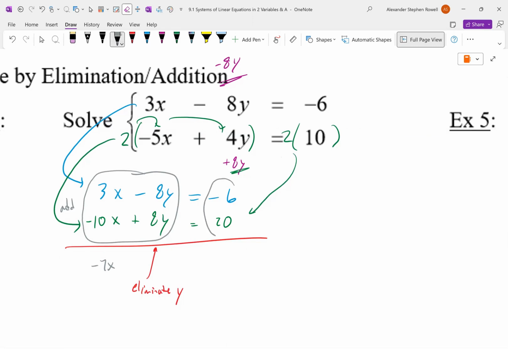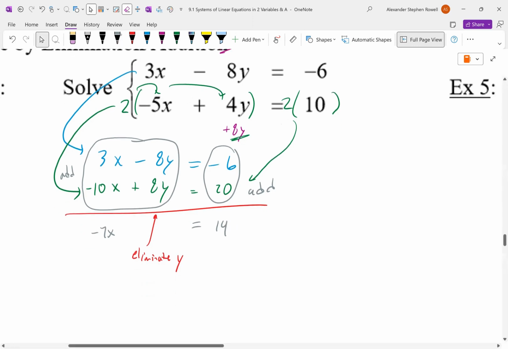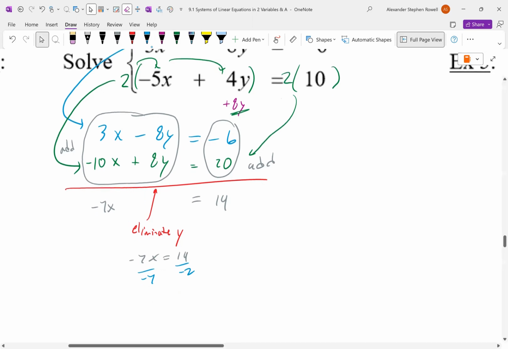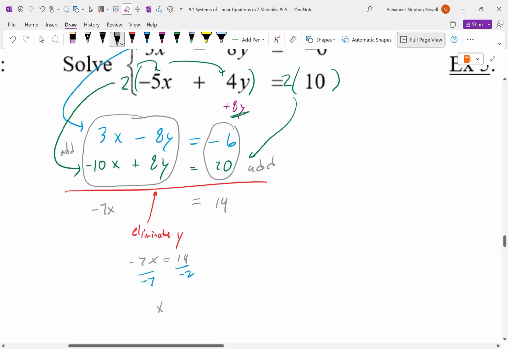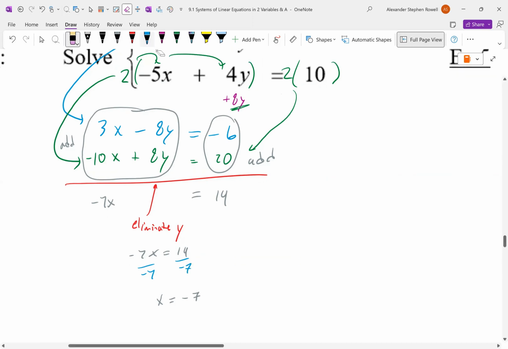On the right-hand side, we add these together and say, what's negative 6 plus 20? 14. Now we can solve for x. Negative 7x equals 14. How do we solve? Divide by negative 7. I won't make the same mistake twice. I did make a mistake, huh? It's negative 2?